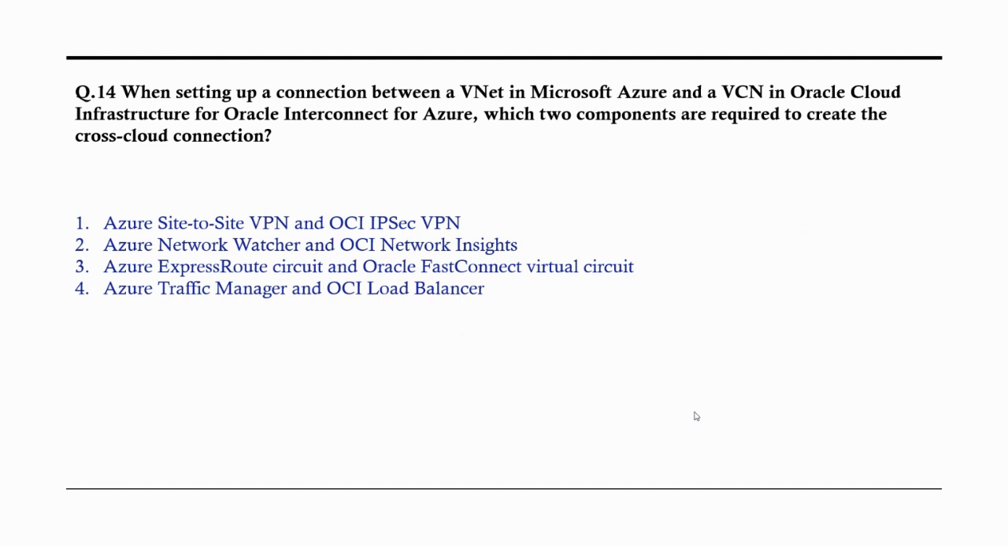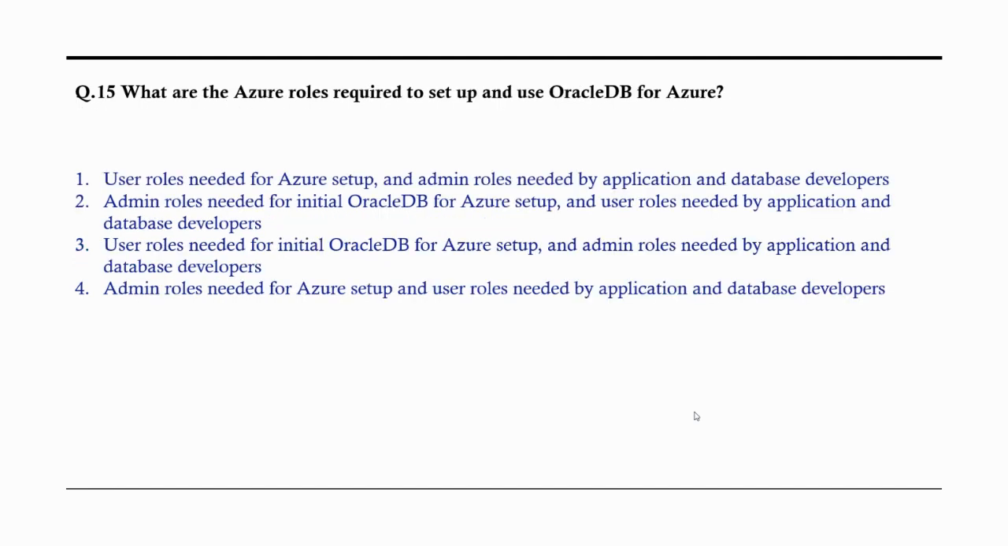Question 14. When setting up the connection between the VNet in Microsoft Azure and the VCN in Oracle Cloud Infrastructure for Oracle Interconnect for Azure, which two components are required to create a cross-cloud connection? So for this, you should know that when you set up FastConnect in OCI and ExpressRoute in Azure, you require both circuits. Hence, the correct answer is answer 3, the Azure ExpressRoute circuit and Oracle FastConnect virtual circuit.